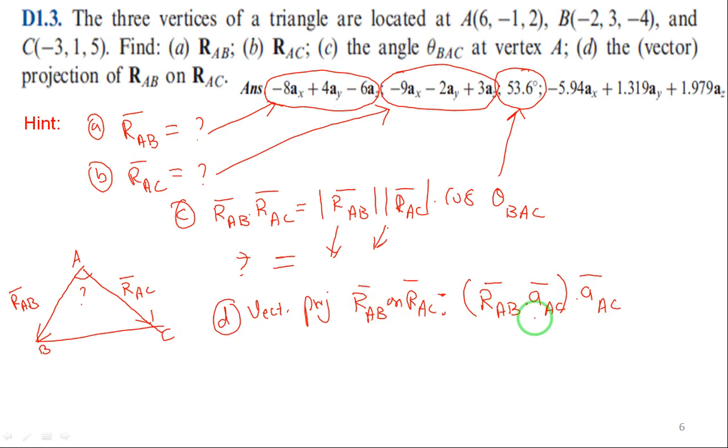So you solve it: R_AB dot a_AC first, find out, take the dot product, you will get some magnitude, multiply with a_AC, you know how to find out. So finally if you solve it, this is the vector projection answer you will get. This problem is for you people, you have to work on it, right? Just try to solve it.